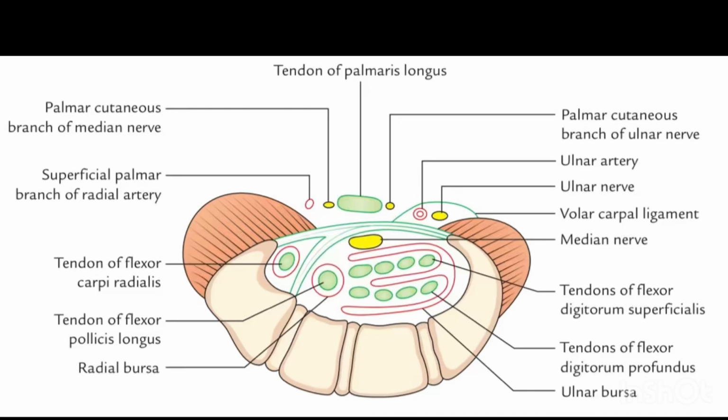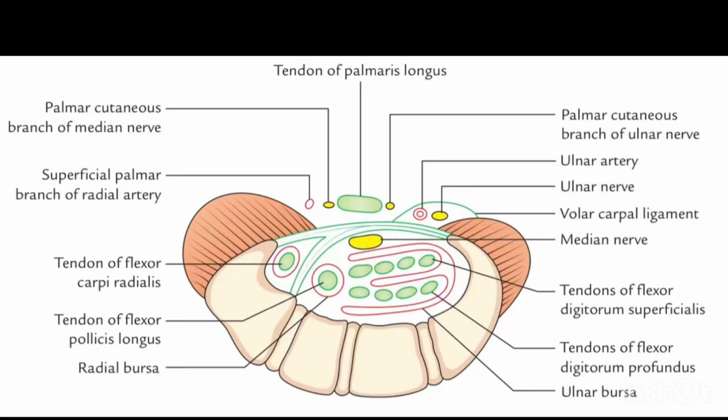Now, since we know the 10 structures that pass through here, we have some structures that pass above the flexor retinaculum. So what are the structures that pass above the flexor retinaculum? The first one you have is the ulnar nerve and vessels. So always remember that the ulnar nerve and vessels do not pass inside the carpal tunnel, which is deep to the flexor retinaculum. They pass above the flexor retinaculum. We have the palmar cutaneous branch of the ulnar nerve. We also have the tendon of palmaris longus. Palmaris longus inserts on the flexor retinaculum. It doesn't pass under it, just like the other tendons of the flexor compartment of the forearm, which is called the anterior compartment.